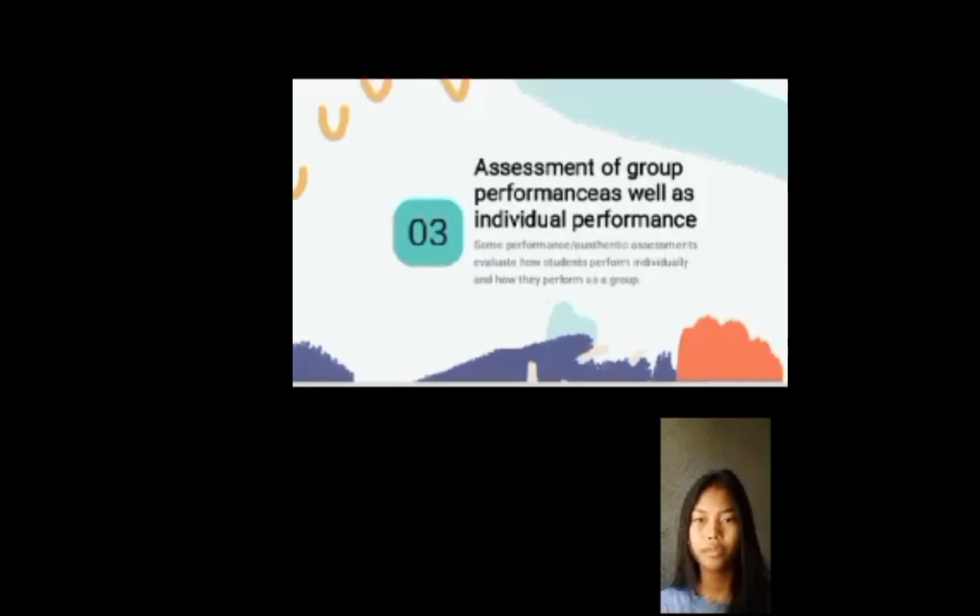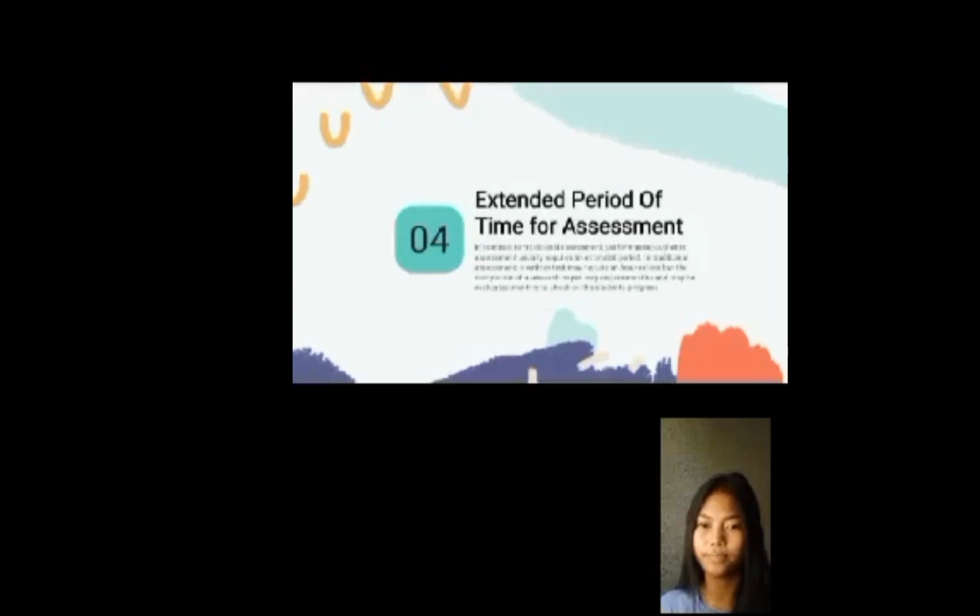Next, we have assessment of group performance as well as individual performance. Some performance or authentic assessments evaluate how students perform individually and how they perform as a group. A group may be directed to come up with a capstone project. They may be evaluated for the group's output and individually for the individual members' contribution. It will enhance teamwork because individuals will work hard in order to receive good feedback individually.